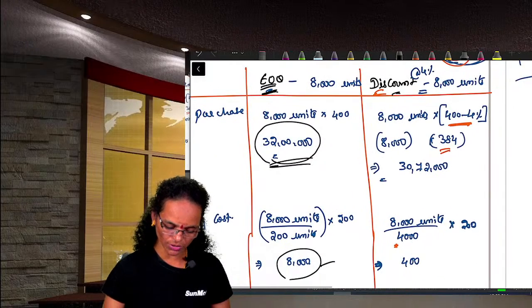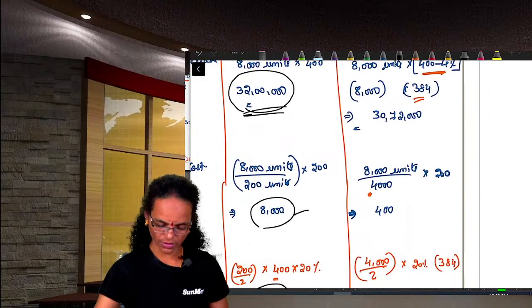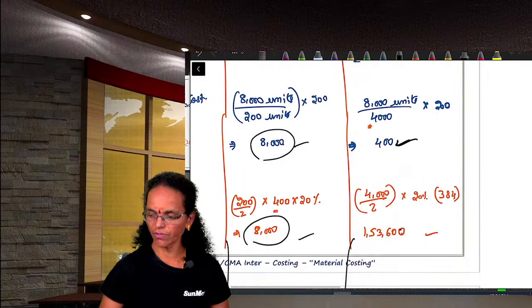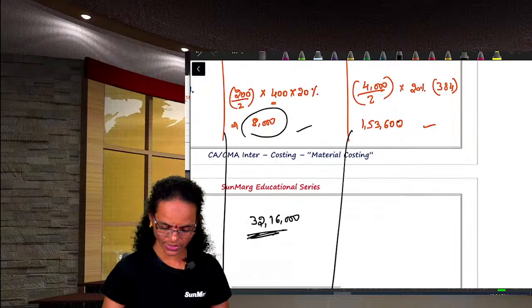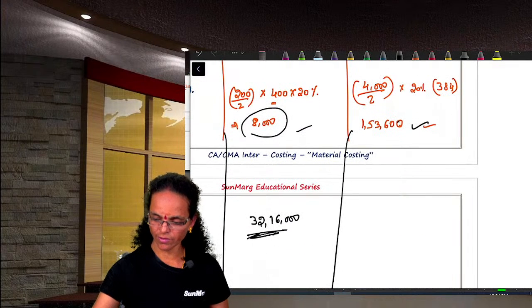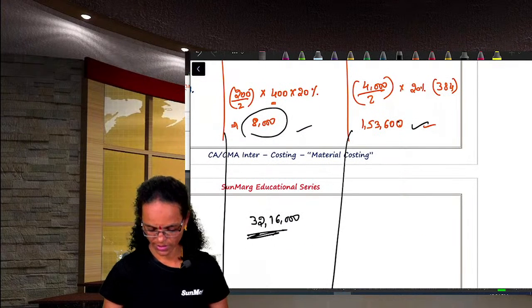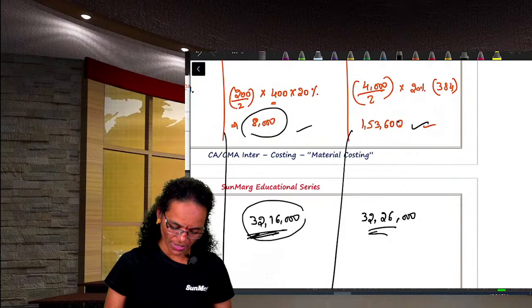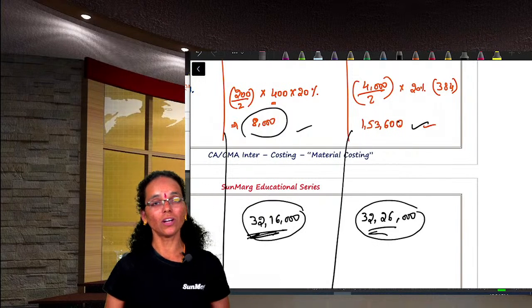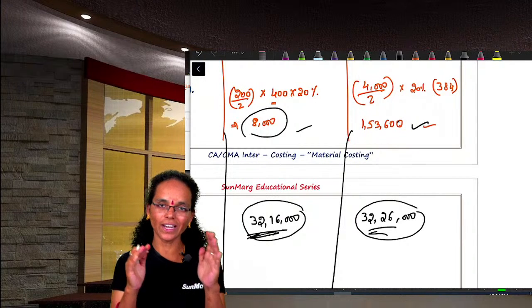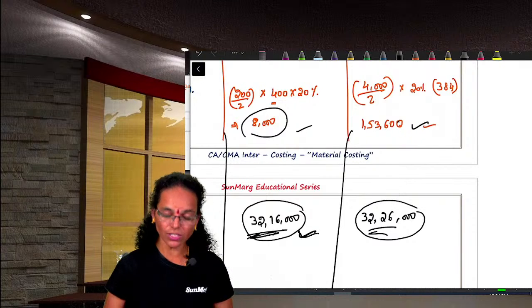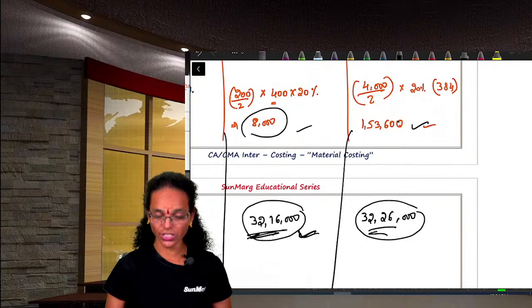Coming to discount, 30 lakhs 72,000 plus this one, and next to this 400, next to this 1 lakh 53,600, that is 32 lakhs 26,000. See, when you compare these two, obviously we go for the option where we incur less cost. This is the least cost we are incurring, 32 lakh 16,000 rupees.